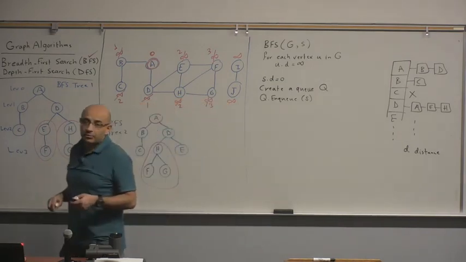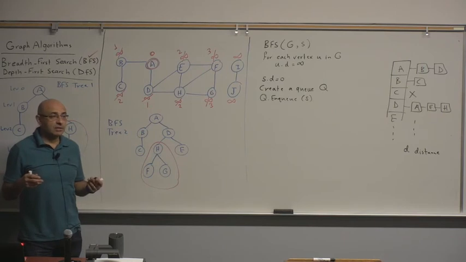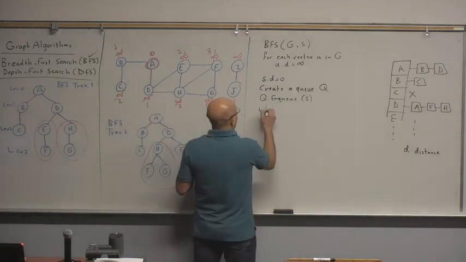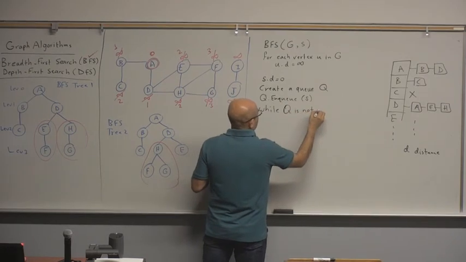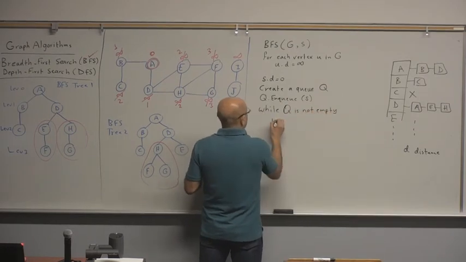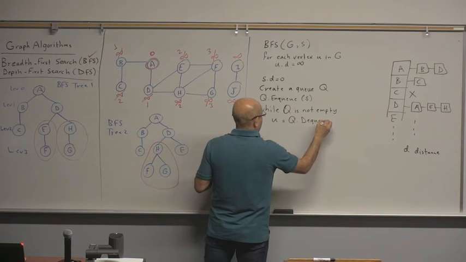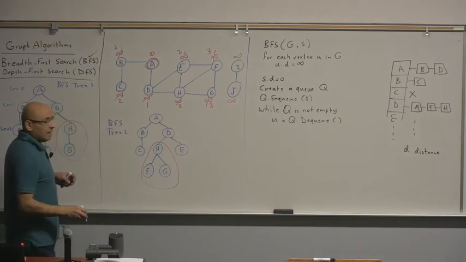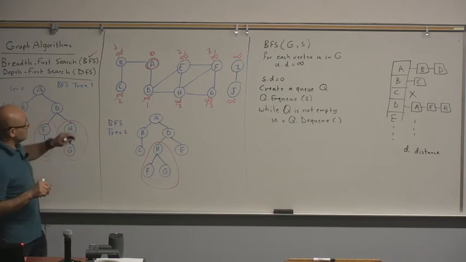But this is something that we will not do once or twice. We will be repeating it for every vertex until, what's our termination condition? Queue is empty. The queue is empty, exactly. So we terminate when the queue is empty. So while queue is not empty, do u equals q dot dq, and then for each vertex that we dq, we first set the distance.